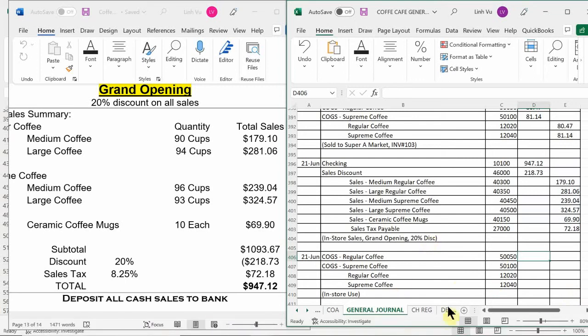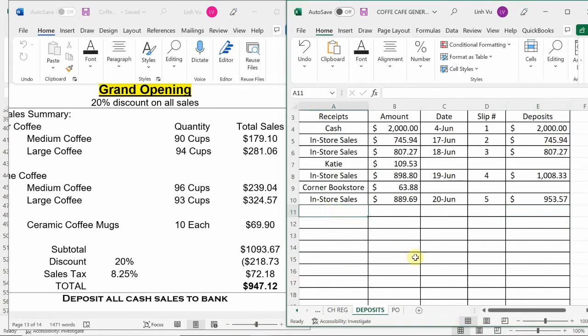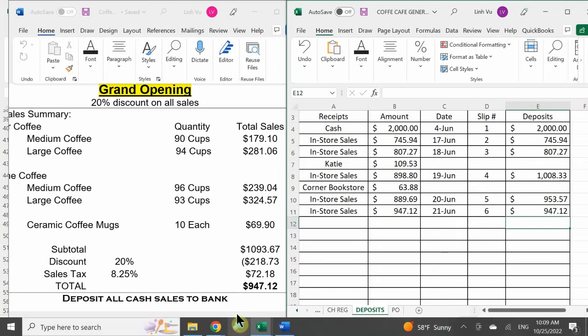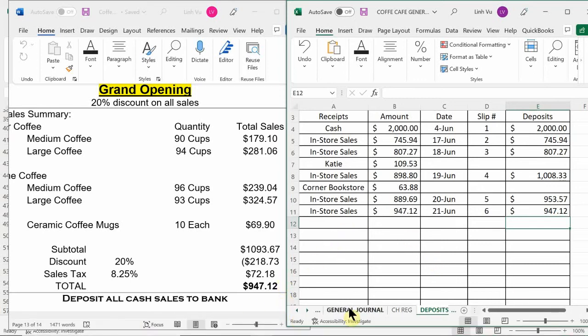Okay, so let's do that first. Okay, deposit. We finally have another in-store sales. Okay, for how much? 947. Okay, today is the 21st. This is deposit number 6, for $947.12. Good.